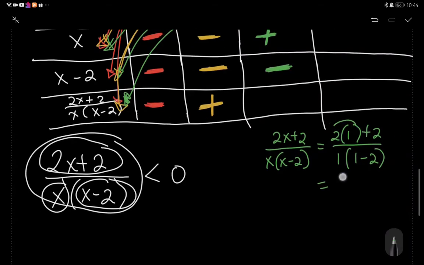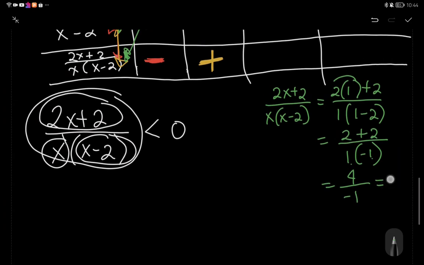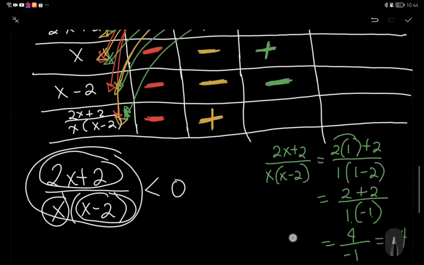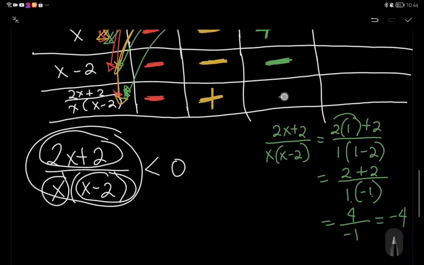2 times 1, that is 2 plus 2 over 1 minus 2, that becomes negative 1. 2 plus 2 is 4 over 1 times negative 1, that is negative 1. And this is equal to negative 4. So our answer here is negative.